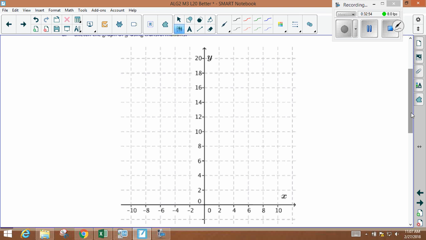I'm not gonna have time. So we'll finish this one. We'll graph these tomorrow, and we'll finally finish this lesson, and then we'll get into lesson 20 as well.